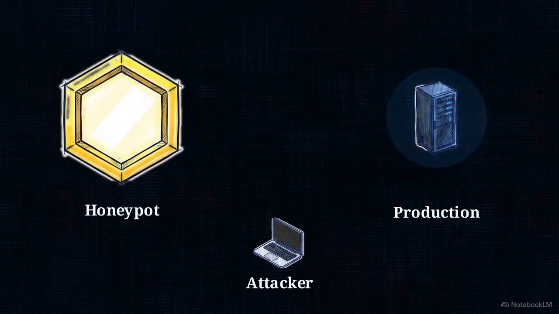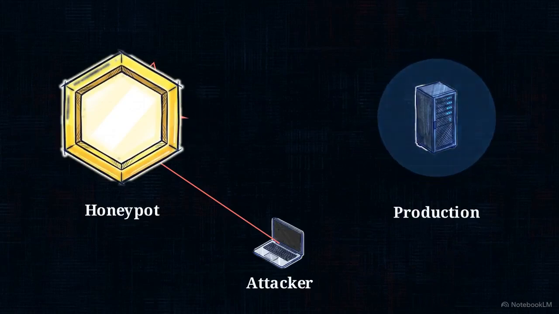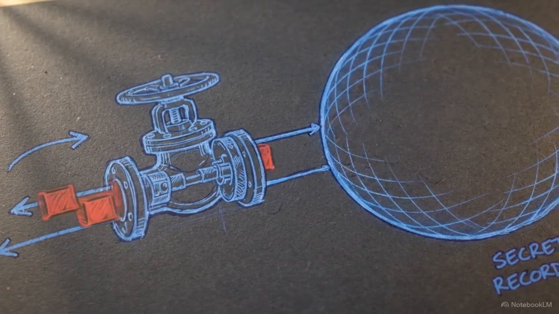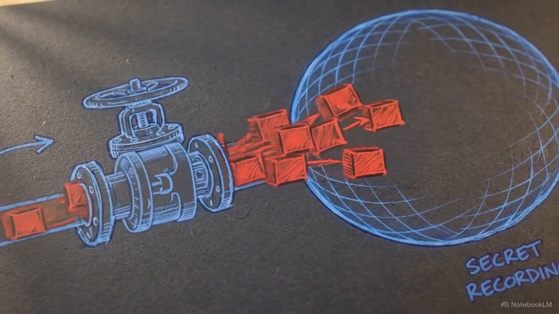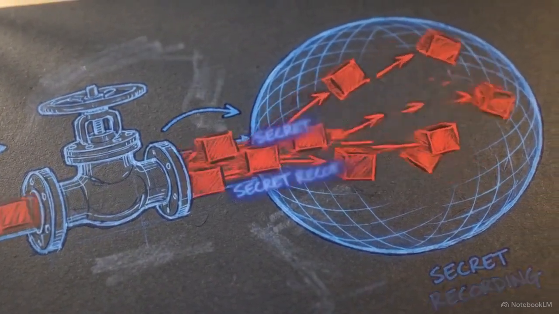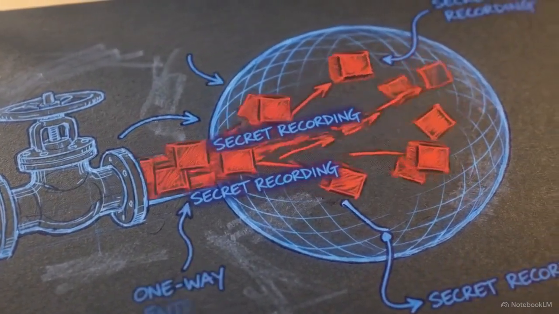Once inside, a Honeywall monitors the honeypot, allowing malicious traffic to enter, but strictly blocking it from escaping. The Honeywall functions as a one-way forensic valve. It secretly records every keystroke, command, and behavior of the attacker in real time.